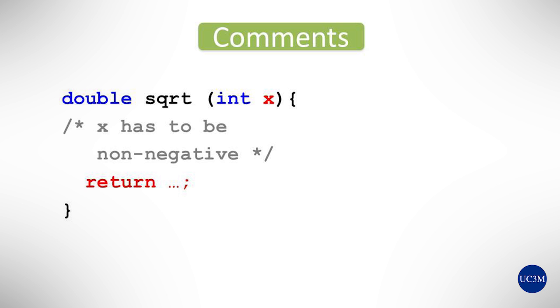So a comment is a text in a program that is transparent to the computer, but can be useful for the programmer. Here we see one possible way of writing such a comment. The comment starts with a slash and a star and ends with a star and a slash. Comments can go over several lines. In this particular case, the comment says that x has to be non-negative. So wherever we or some other programmer uses this method, one has to be careful not to call it with a negative number. The comment helps us in doing this.